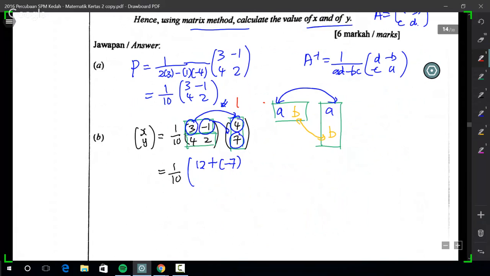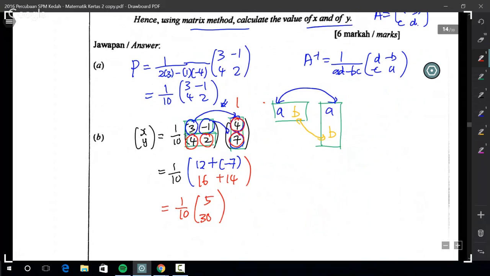Then I will do the same thing for the second row. 4 will only multiply with the first one, so you get 16. Plus 2 will only multiply with the second one, so I get plus 14. This is how we do this kind of question. All right, so this is 1 over 10. Okay, this one will be 5. This one will be 30.